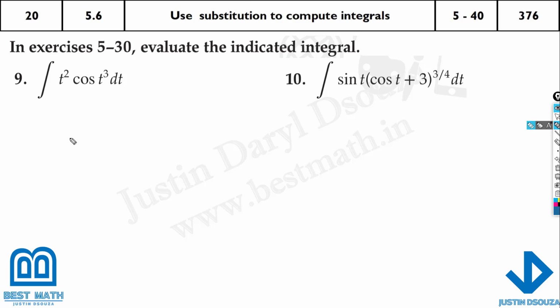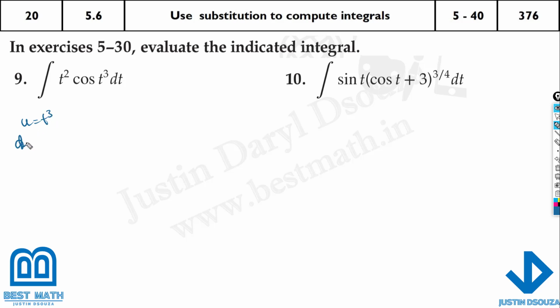Solving these problems here. Now look at these two. Don't think u is equal to cosine t or cosine to the power 3, t to the power 3. No, this is wrong. You need to look at the other terms as well. It's just t squared. So you need to assume u to be t to the power 3. Now let's assume u is equal to t to the power 3.